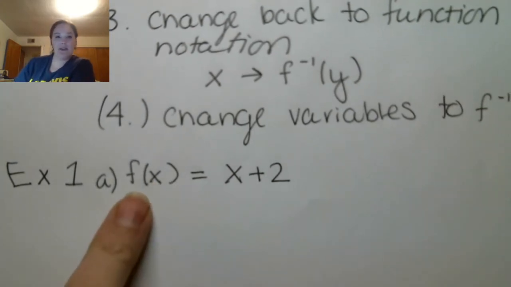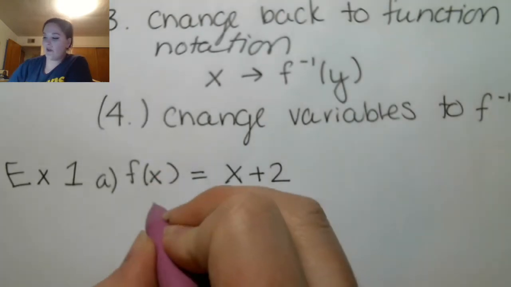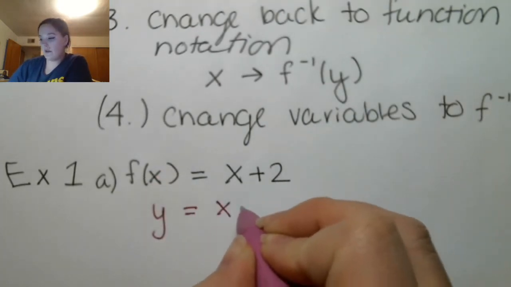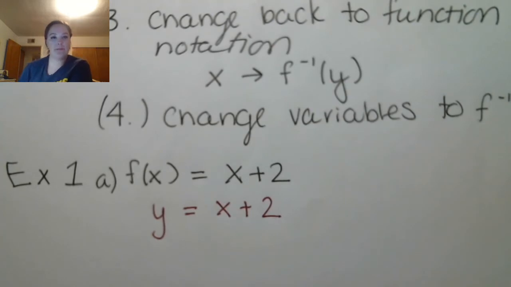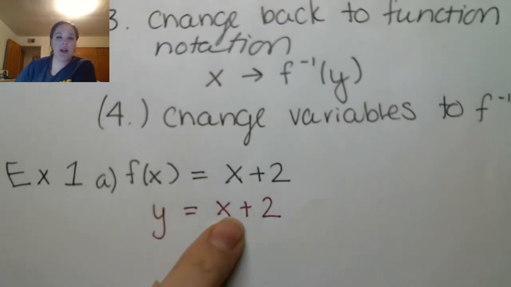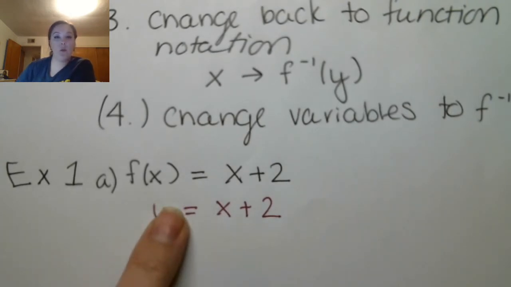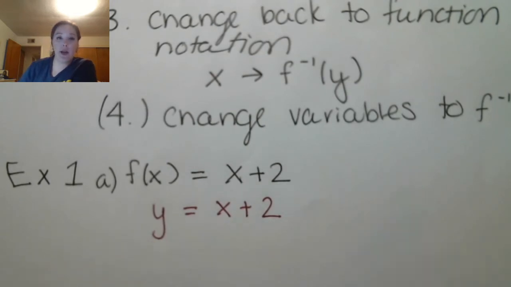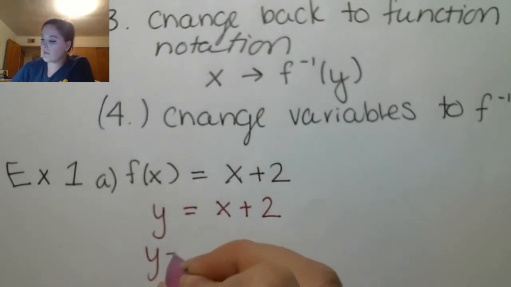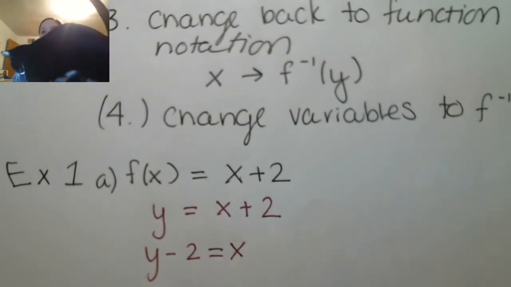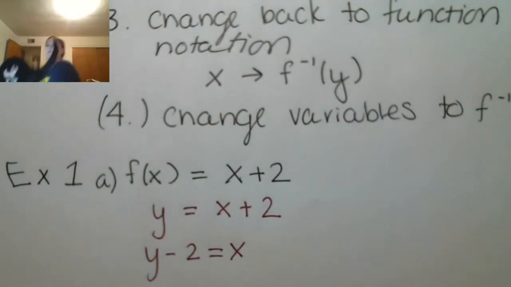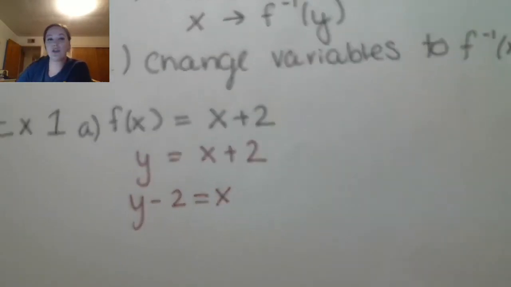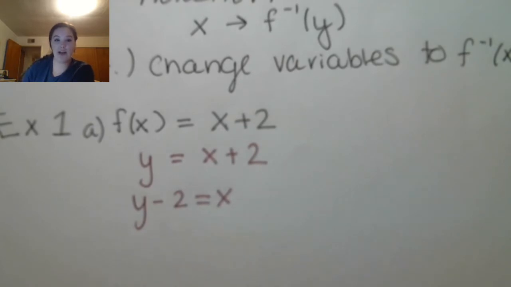So we're going to do as the steps suggested and exchange f of x for y. And now we're going to isolate x. So we want x to be our variable that's alone. Right now we can see that y is isolated, but we're going to try to isolate x. So I'm going to subtract 2 from both sides. And then we can change back to function notation now that we have x isolated.